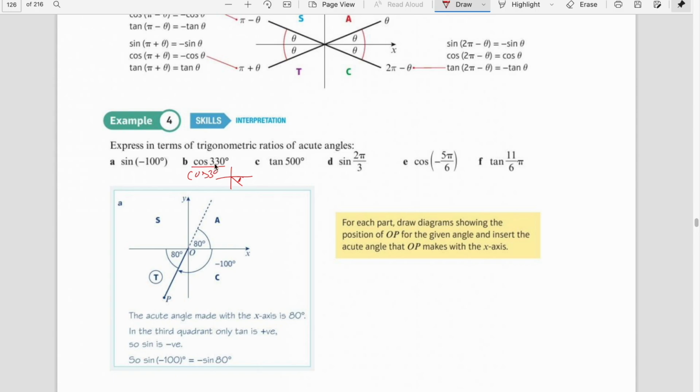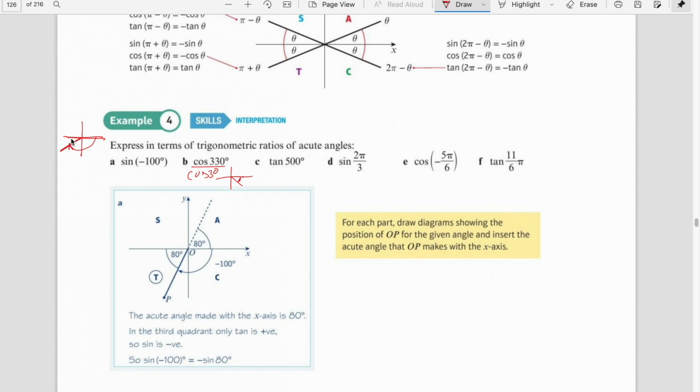Now be careful, cos 330 is in the last quadrant, which is positive, and cos 30 is positive, so that's fine. When we talk about sine of negative 100, the negative indicates we have to move in the clockwise direction, whereas positive means anti-clockwise. So 100 will bring it here. So sine of negative 100, now see, this is in the third quadrant, which is negative.